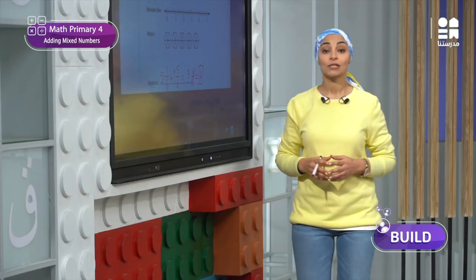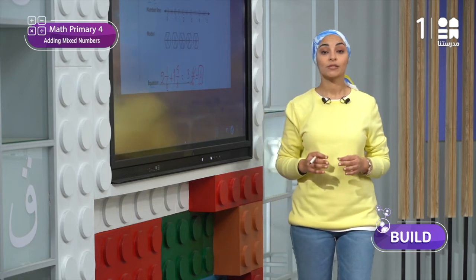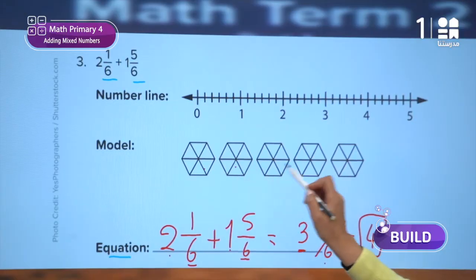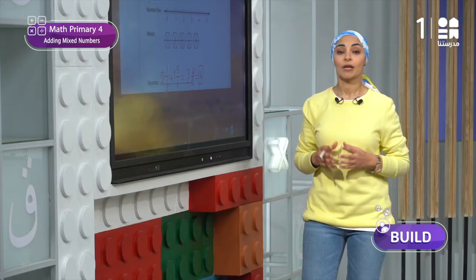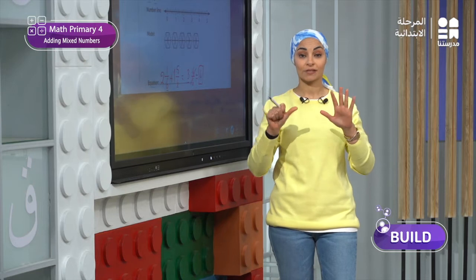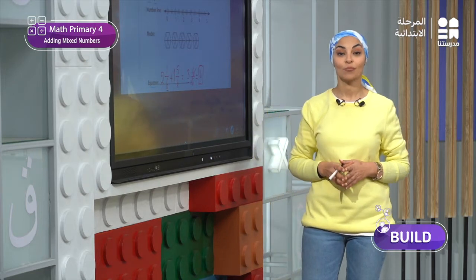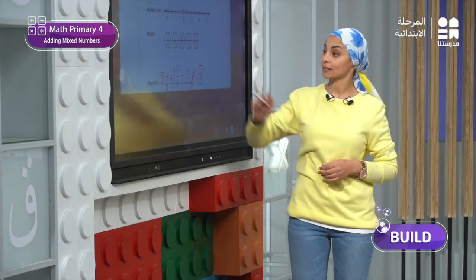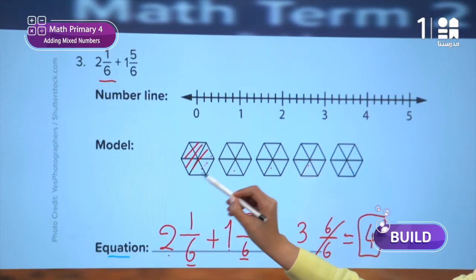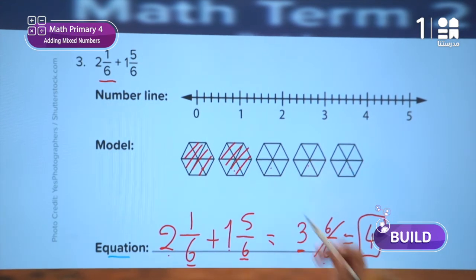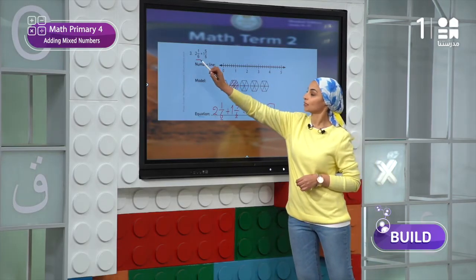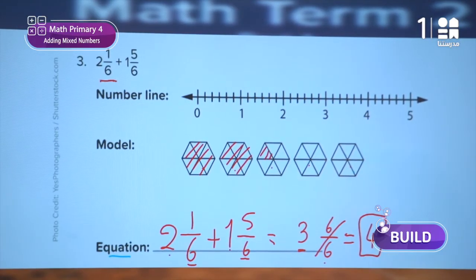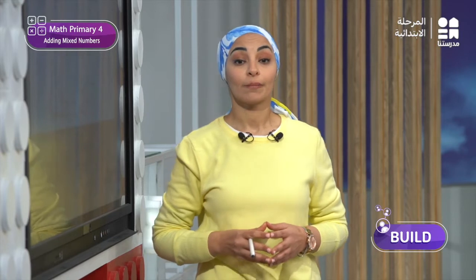And now let's solve the same problem by using the models. We will see 6 models. Do you see here we have 6 models, right? Each one is divided into 6 parts. And now let's start with the first number. We will color 2 wholes and 1 sixth in red. This is the first whole and this is the second whole. Okay? So I have 2 wholes and 1 out of 6. So I will also color 1 out of 6. We will color them in red as you see.